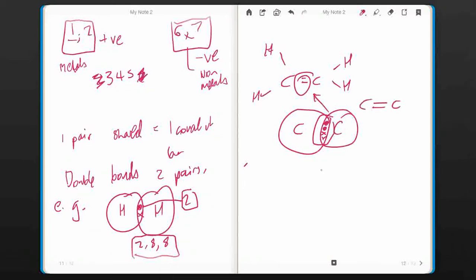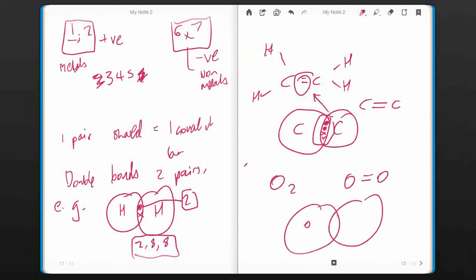Oxygen is another example. If you have O2, it will also have a double bond, and that's drawn exactly the same way. You have the O in the middle. This is just showing the outer shell, okay? That's why there's only one shell around them. And there are 2 circles, which come from that, and 2 crosses, which come from that. Okay.